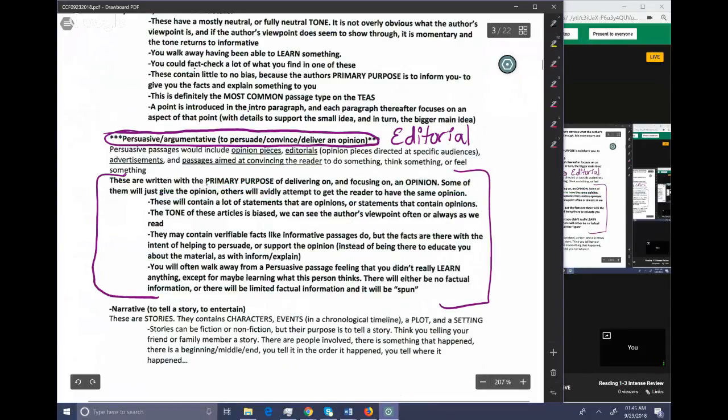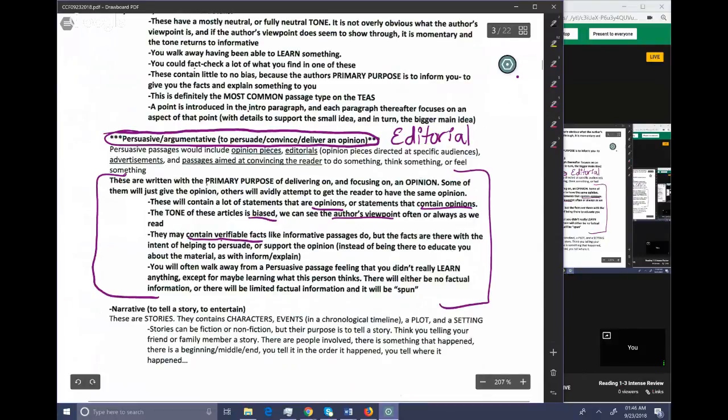Another way to look at this is you won't get educated about something. If you do learn something from a persuasive, the facts that you did learn were followed by, so this is why you should think this, or so this is why you shouldn't agree with that. So these will contain a lot of statements that are opinions or statements that contain opinions. The tone of these articles is biased. We can see the author's viewpoint often or constantly.